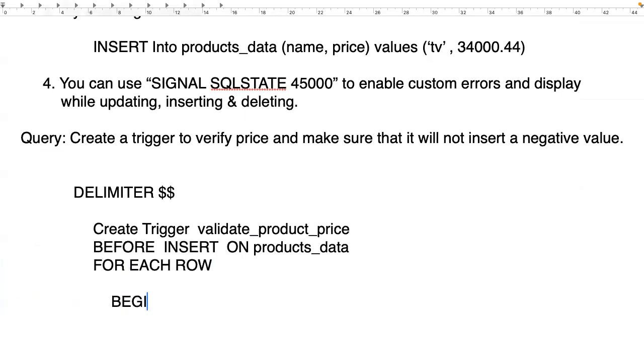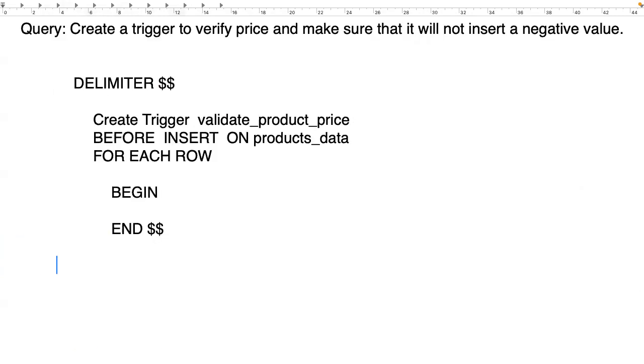You need BEGIN and END, and the delimiter. Here we need to check the condition. How do we write the condition? IF, what is it? NEW.price is less than or equal to 0. If NEW.price is less than or equal to 0, IF requires THEN, so IF and THEN. Am I right? That is how to write an IF statement in MySQL.